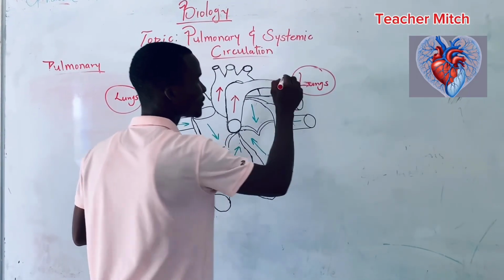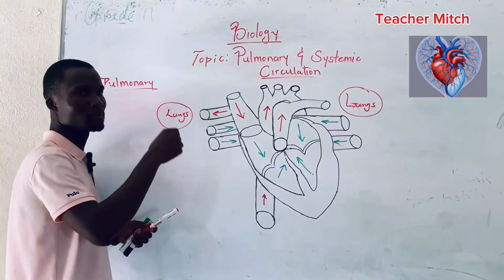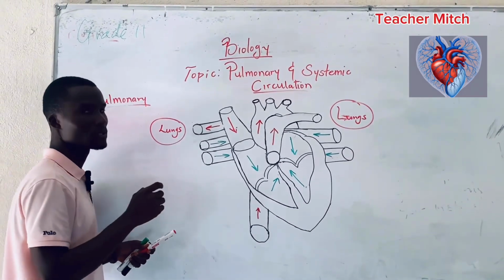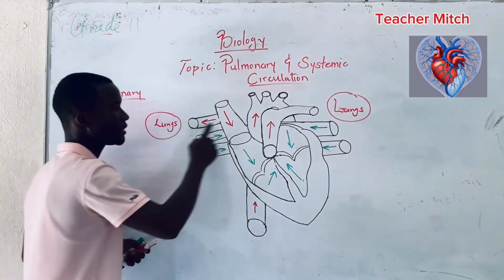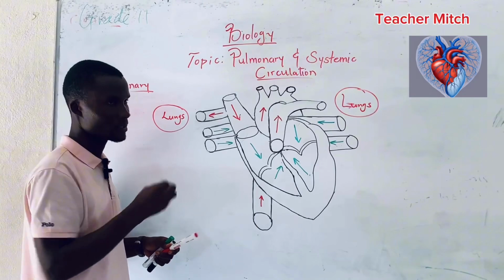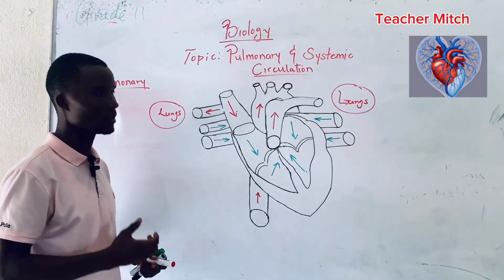So the question is, why is the blood going to the lungs? The blood is going to the lungs because it needs to pick up oxygen. Oxygen is in the lung. The air that we breathe contains oxygen, so the oxygen is stored within the alveoli of the lung.